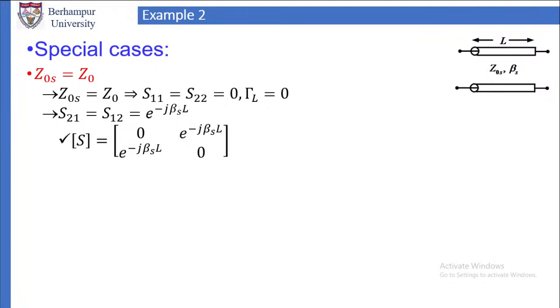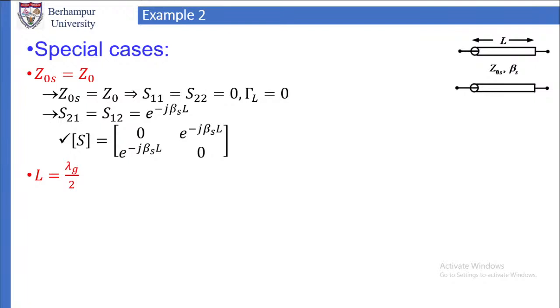It is a two-port network, so we will have a 2 cross 2 matrix for the S matrix. The S matrix will be: first row 0, exponential minus j beta SL, and second row exponential minus j beta SL, 0. That you can also write as exponential minus j beta SL into the unit matrix.